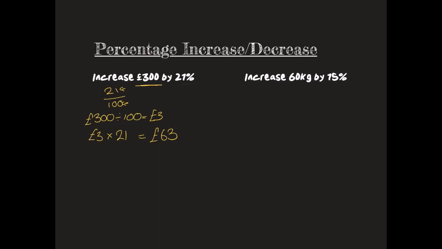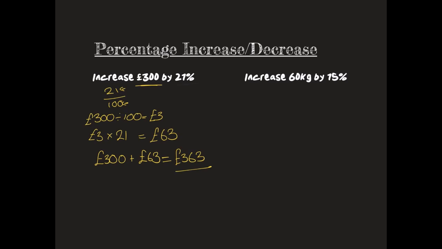Now we want to work out how much that would be then. So we started off with £300. We're going to increase it by 21%, which is £63. We need to add that on. So increase means you're going to be adding on. So 300 plus 63 is 363. So that's your answer, 363.